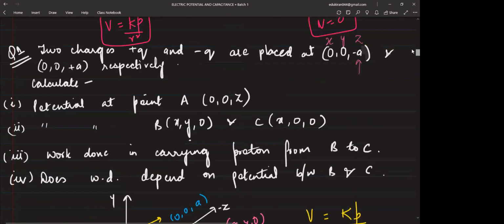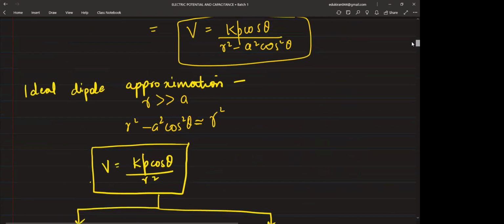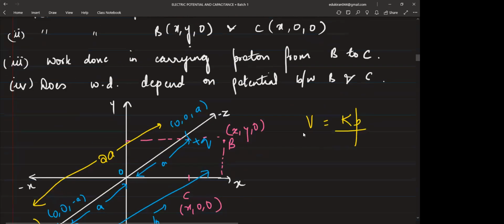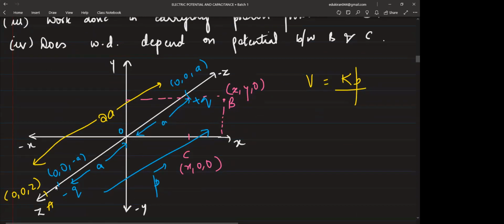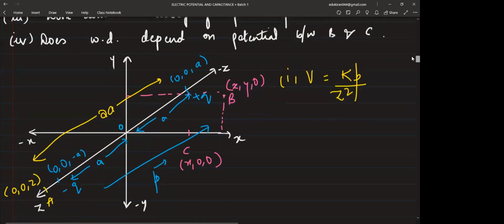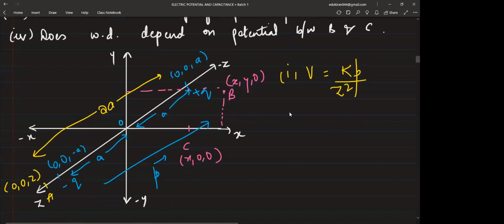But what's the entire formula? Let's not take the shorter one. R square minus this entire thing, so this is A square. R square means the separation from the center. So it's better if we straight away use Z square, right? This is the first part. The second part says the same thing for B point and C point.